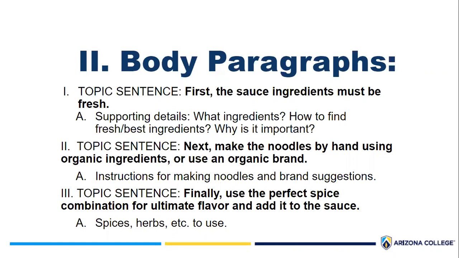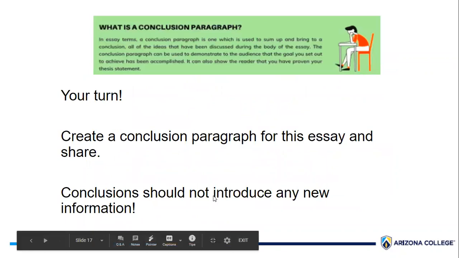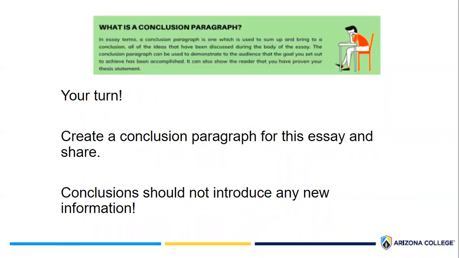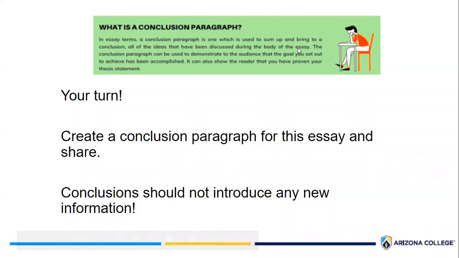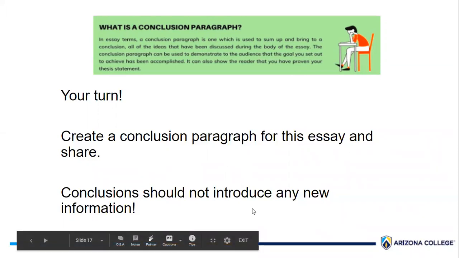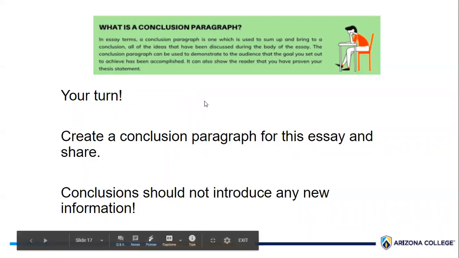So now it's your turn. I want you to write a brief conclusion paragraph for the essay that we just looked at, the outline. So remember, a conclusion is one paragraph which is used to sum up and bring to a conclusion all of the ideas you have discussed during the body of the essay. They should not introduce any new information, right? It's just kind of summarizing and reiterating the importance and giving the paper satisfying closure, right?